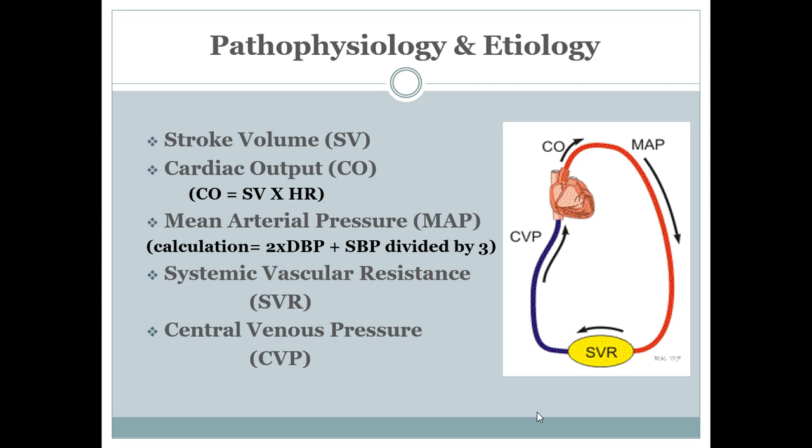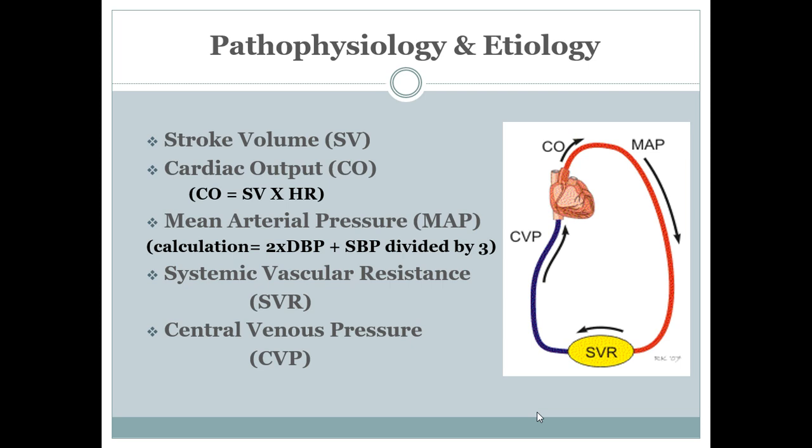It increases as vessels constrict. So think about when epi is given, vessels constrict, and it decreases when vessels dilate, like septic shock. So if there's any change in the diameter, elasticity, or number of vessels, it can influence our systemic vascular resistance.